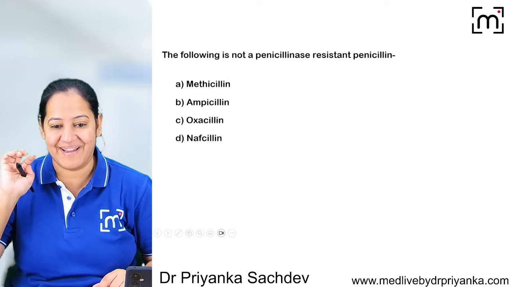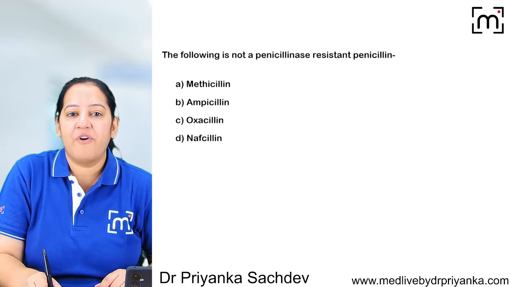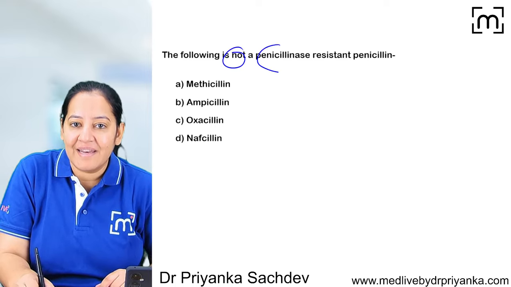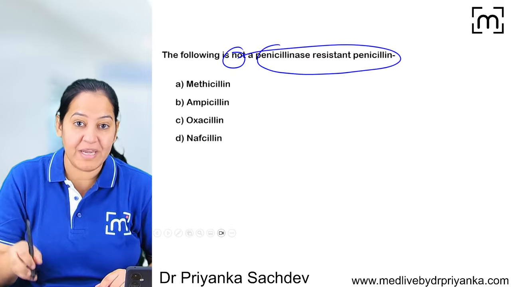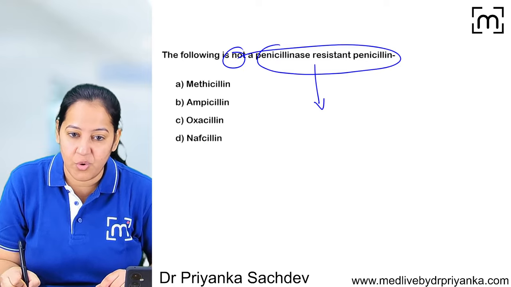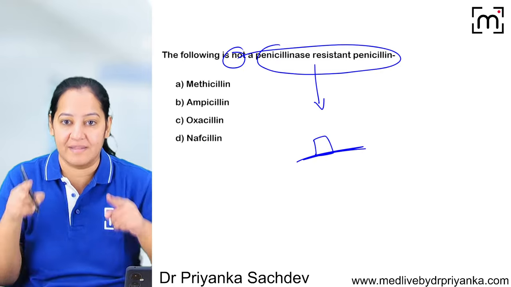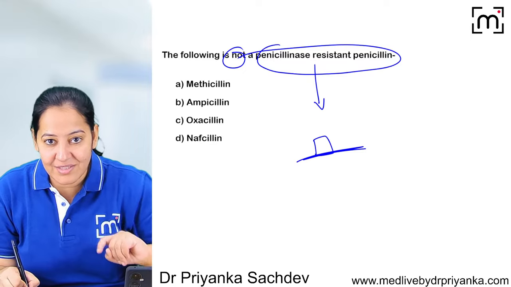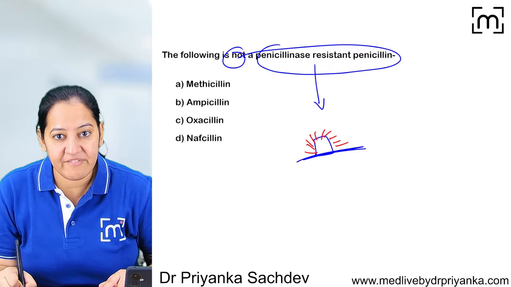Let's see how many understood. The first question is in front of you. The following is not a penicillinase-resistant penicillin. First, tell me how many penicillinase-resistant penicillins you know. The penicillinase-resistant penicillins, this is a beta-lactam ring. The penicillinase-resistant penicillins are the penicillins with a side chain.